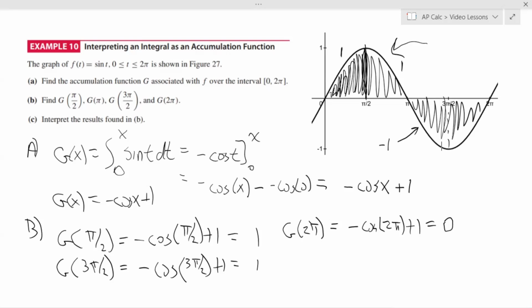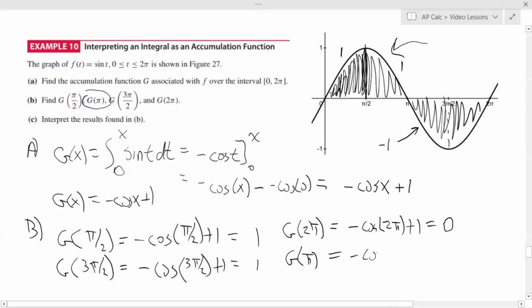So the net accumulation over the interval is equal to 0. Now, one thing I want to go back to is I did not get g of pi. So g of pi is negative cosine of pi plus 1, which ends up being 2, because cosine of pi is negative 1, the opposite of that would be 1. 1 plus 1 is 2. And that would be the area of this upper hump here, which is equal to 2.